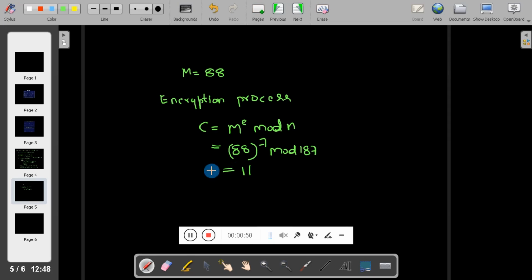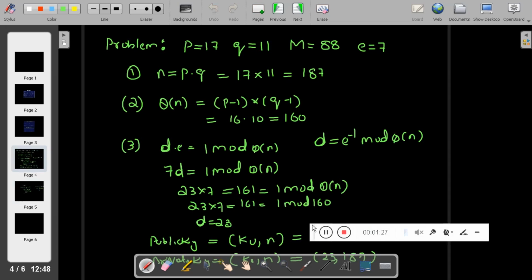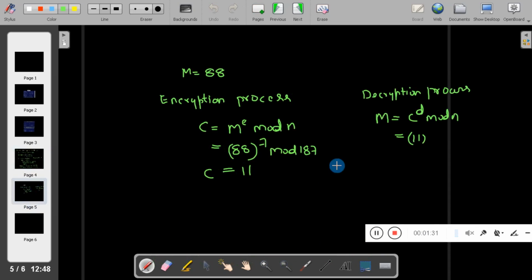Now the decryption process. Ciphertext is 11. Let me write here the decryption process. The formula to get the plain text M is to raise the ciphertext to the power D, which is our private key, mod n. So the value of C is 11, and D in our case is 23. So 11 is raised to the power 23 mod 187.